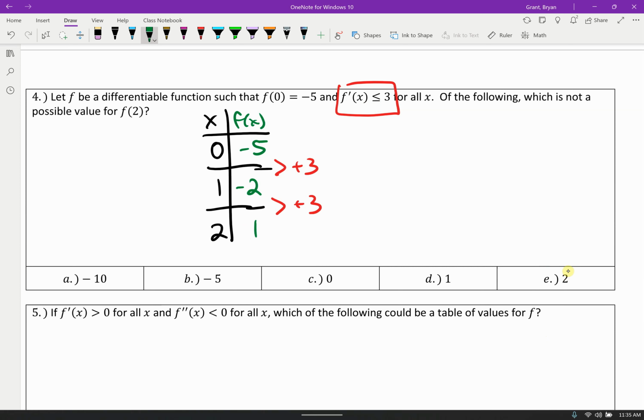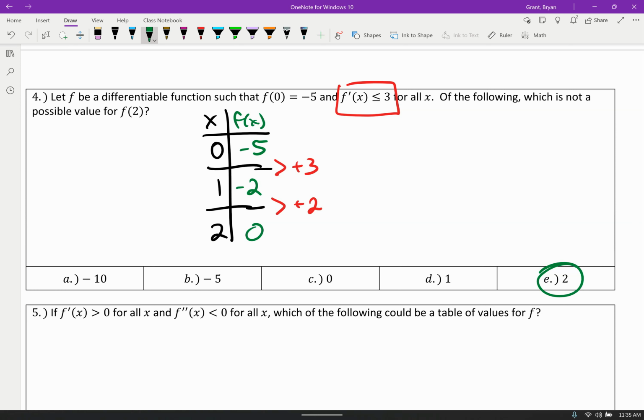I think 2 is probably the one that is not a possible value. We saw that we can get 1 if we go up by 3 every time. I'll show you how we can get 0, right? We could get 0 if we go up by 3 and then we go up by 2, because it doesn't say the slope has to be the same. The slope can be any number that's less than or equal to 3.